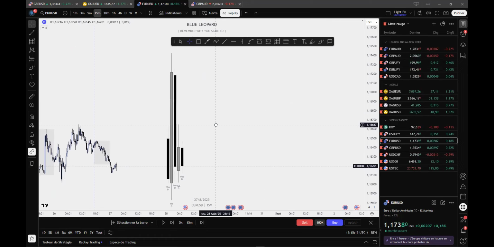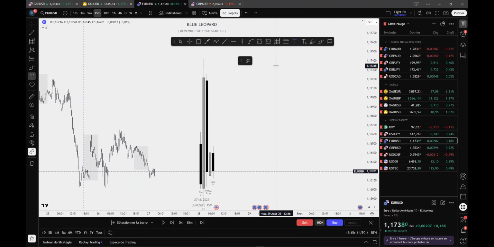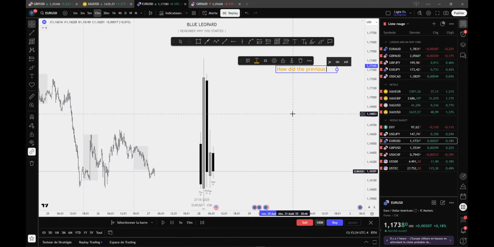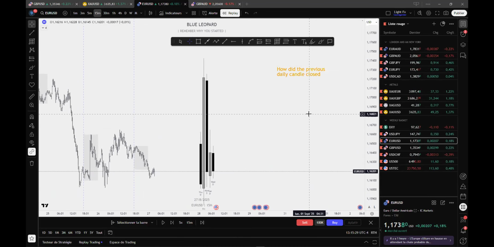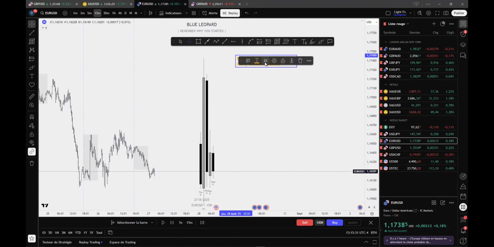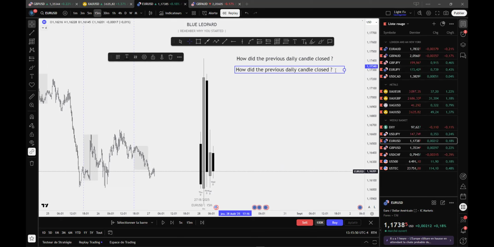All you need to understand is three things. The first thing is, how did the previous daily candle close? If you ask yourself that question and you find the answer, you will have an idea where to go. Second question is, where's liquidity?